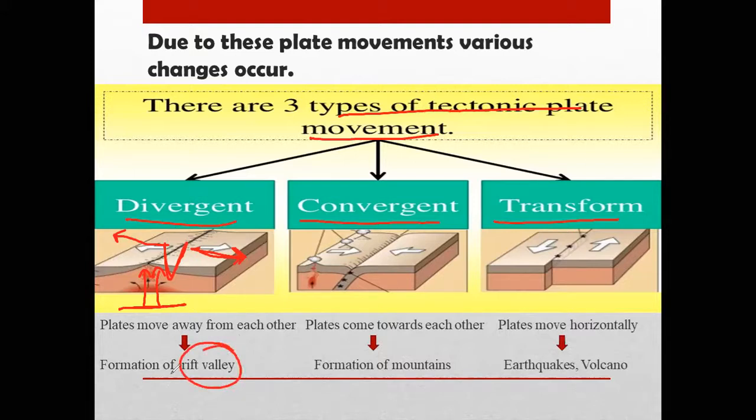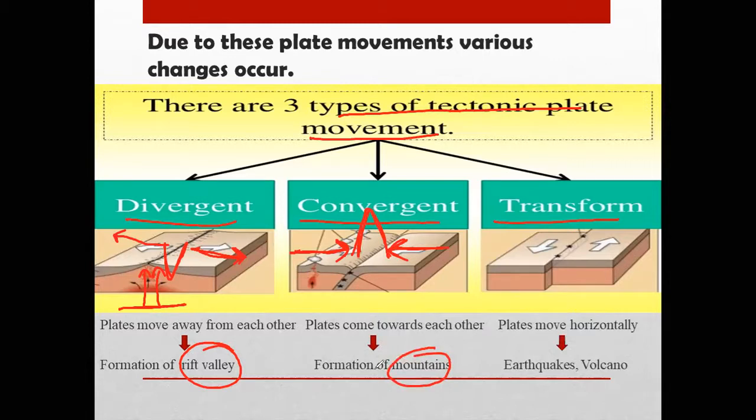Under convergent plate movement, two plates move towards each other. To converge means to meet at a point. When these two plates move towards each other, they collide and lead to formation of a folding structure. These folding structures are called mountains.